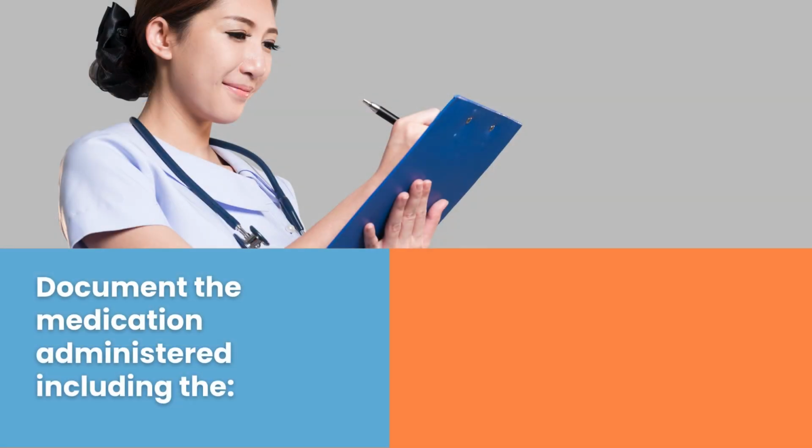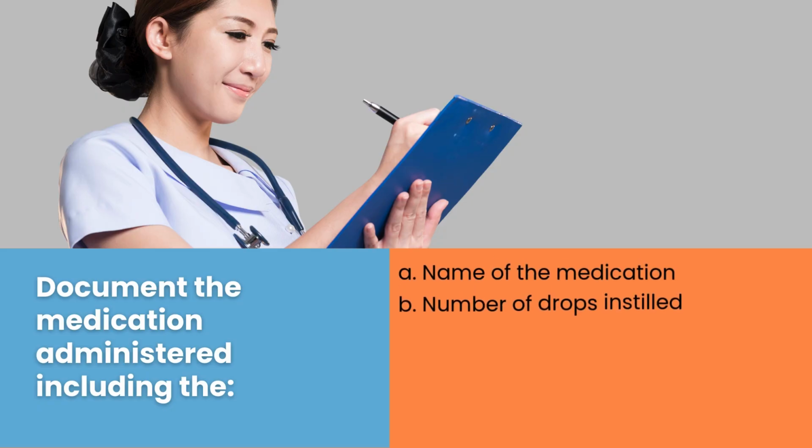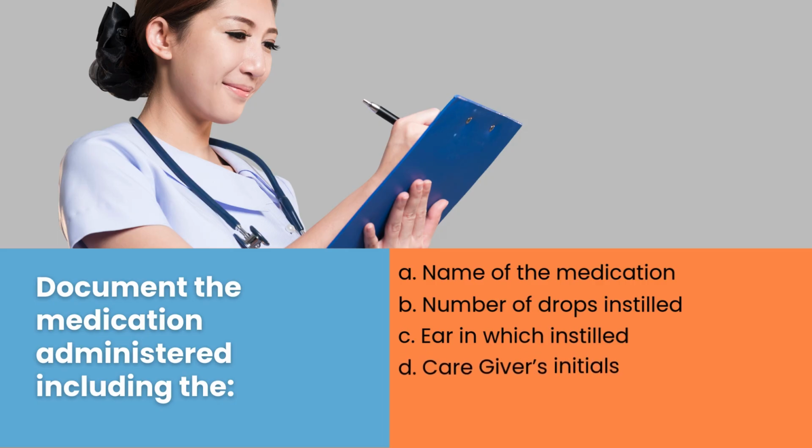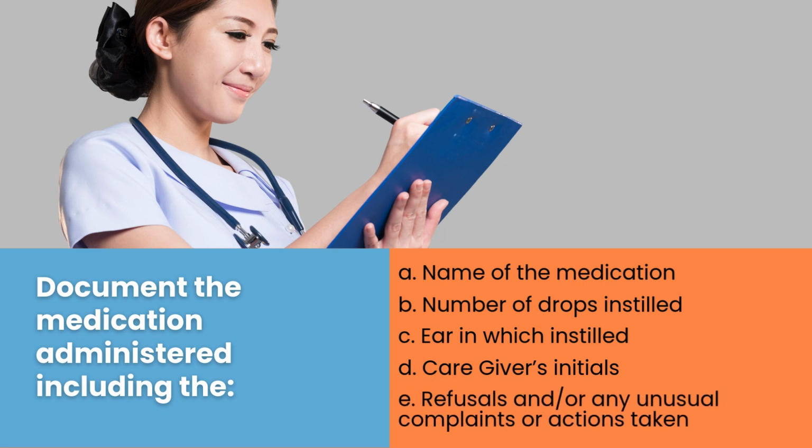Our final steps are to document the administration of the eardrops on the resident's medication administration record. Caregivers are to include the name of the medication, the number of drops instilled, the ear in which the drops were instilled, the caregiver's initials, and any refusals and/or any unusual complaints or actions taken.